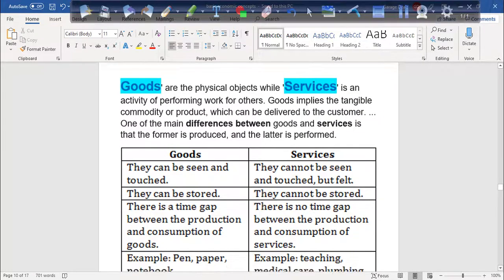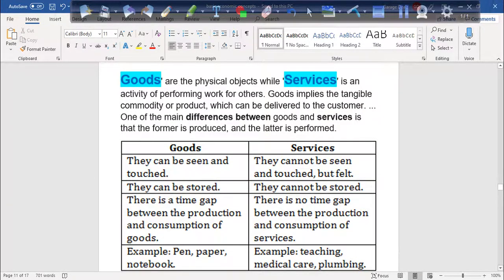Goods are the physical objects, while services is an activity of performing work for others. And we gave some examples of it, like the lawyer performs a service. So we made the distinction in our discussion between goods and services, that goods and products are physical things. They are referred to as tangible items, things that you can actually touch, whereas services are intangible.